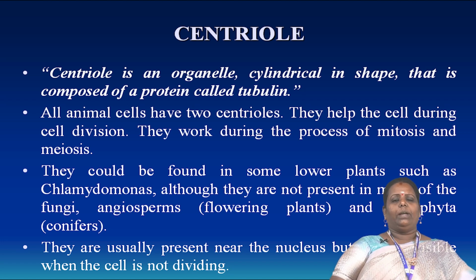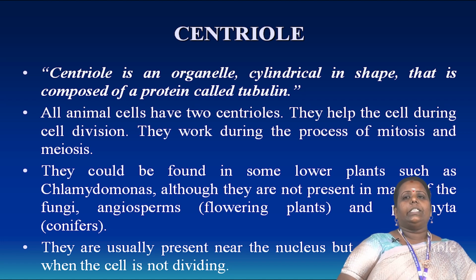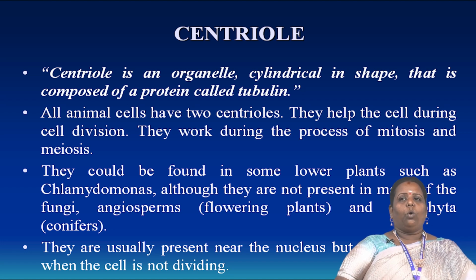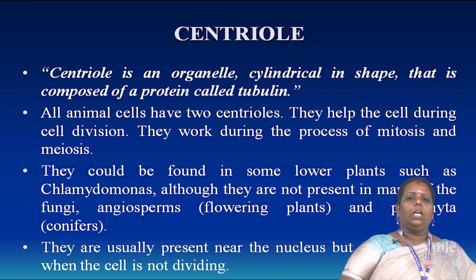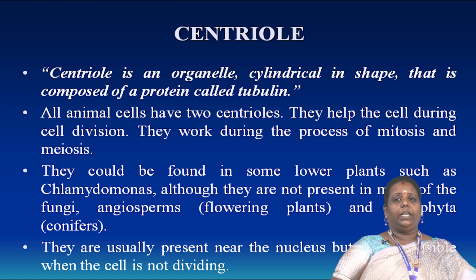After that, we have to know about the centrioles. It is one of the important cell organelles. The centriole is an organelle with a cylindrical shape. It is composed of protein, and that protein is called tubulin. All the parts of the body are also made up of proteins. Each and every protein is named depending upon the place, and the amino acids are also secreted.